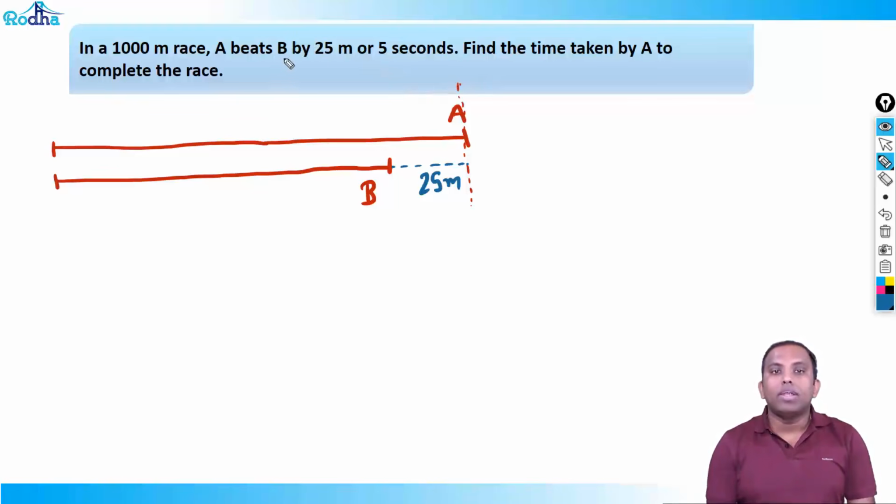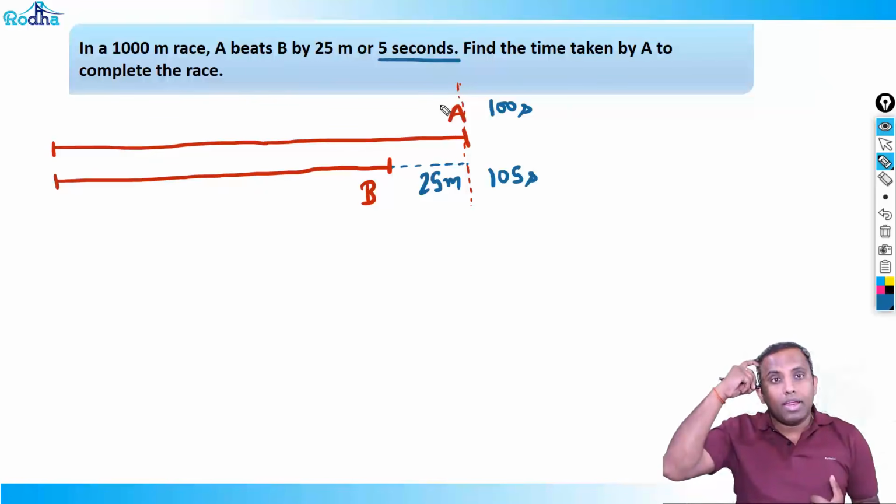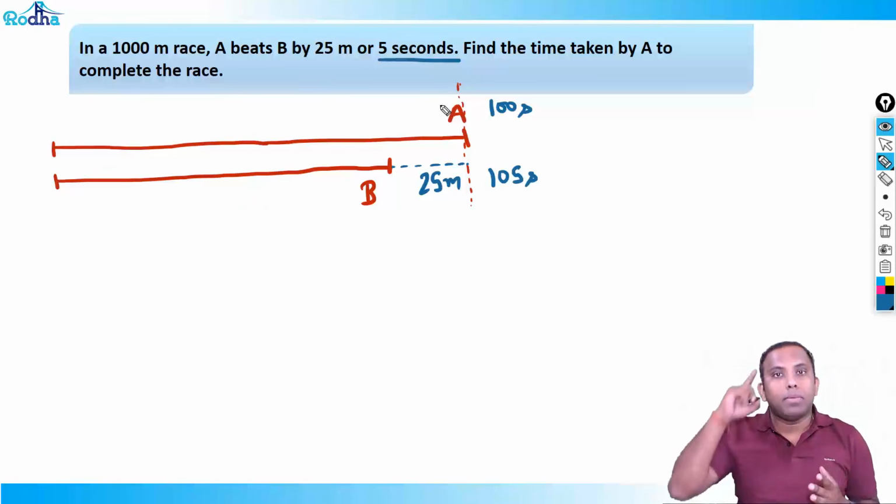Second meaning, 25 meters or 5 seconds. 5 seconds means timing wise, you are beating him by 5 seconds. Suppose A completed the race in 100 seconds. Then obviously B will complete the race in 105 seconds. That means he takes 5 seconds more than A to reach the finishing line. So beating by time means A beats B by 5 seconds.